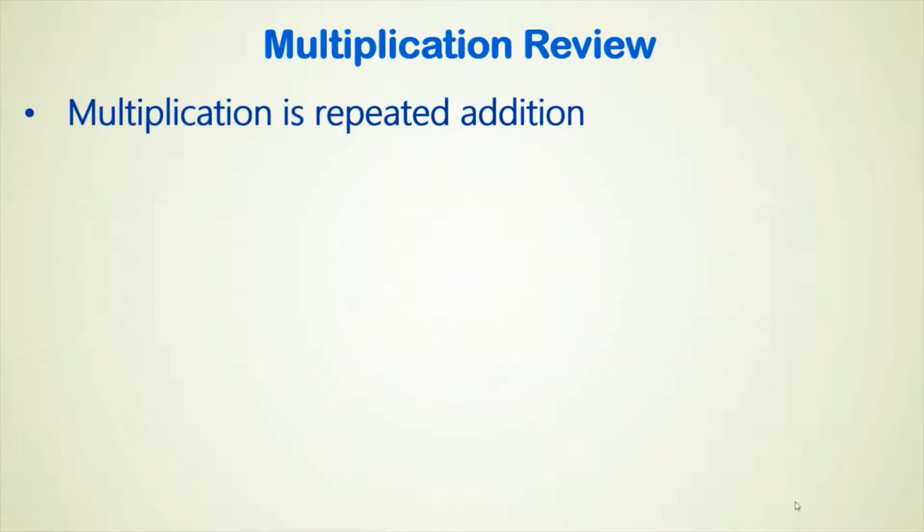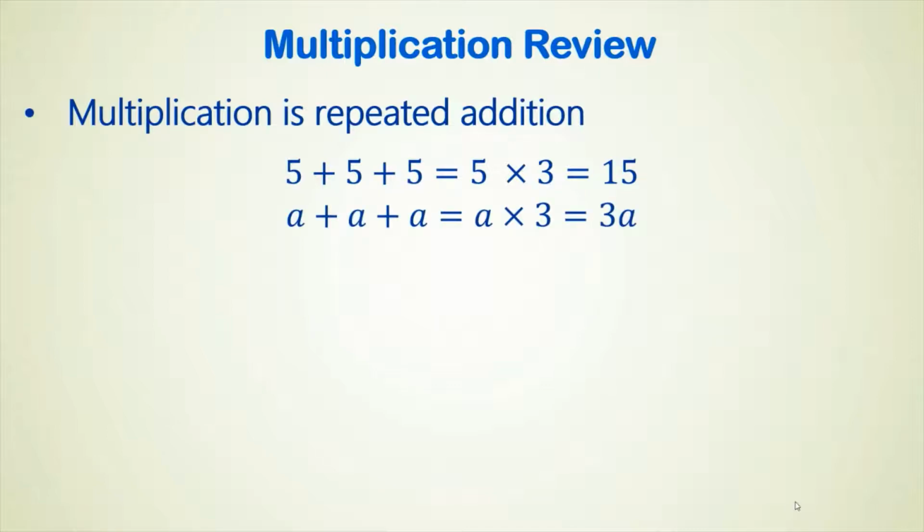Before we dive into these new properties, let's take a quick recap of multiplications. So we all know by now that multiplication is basically repeated addition. So for example, 5 plus 5 plus 5 is essentially 5 added to itself 3 times, which is 5 times 3. Okay. And if we use a letter A to represent any number, then A plus A plus A is essentially A added to itself 3 times, which is A times 3.